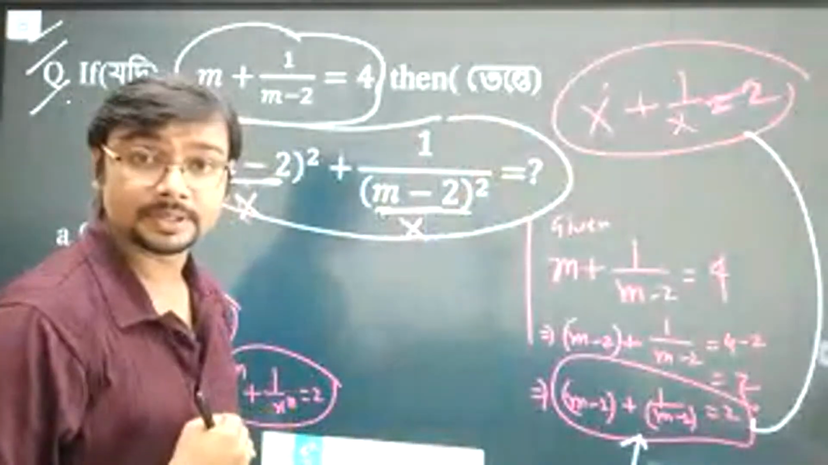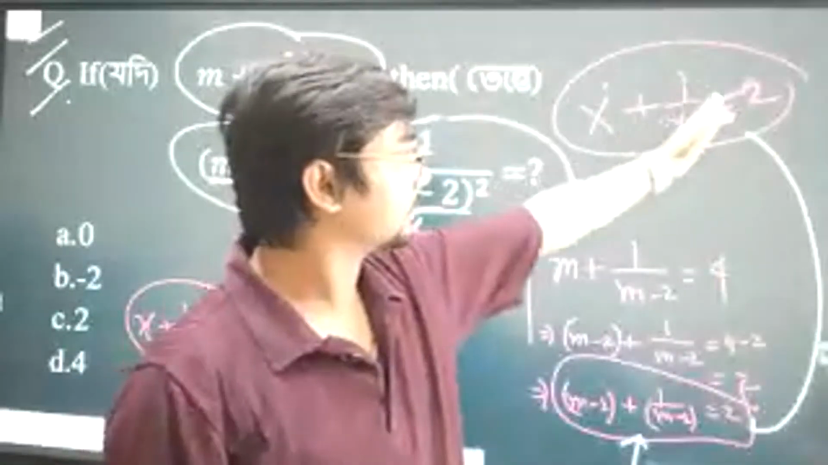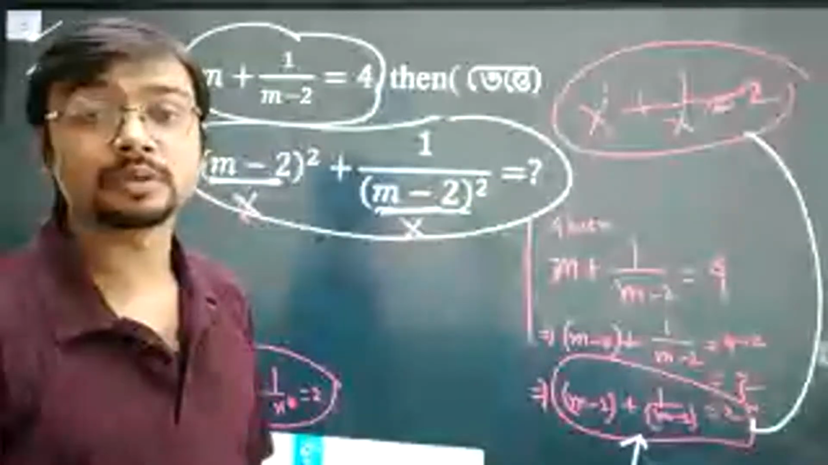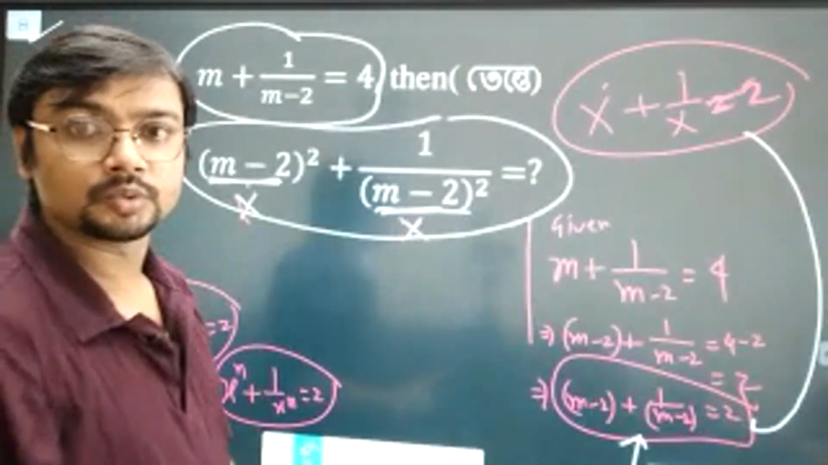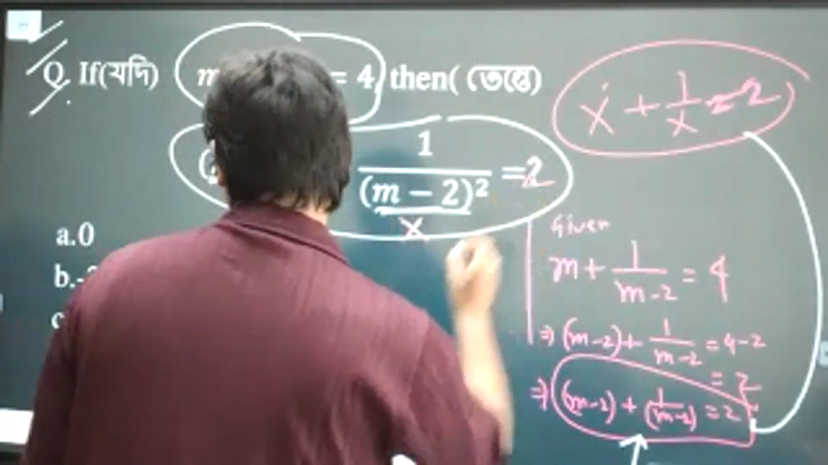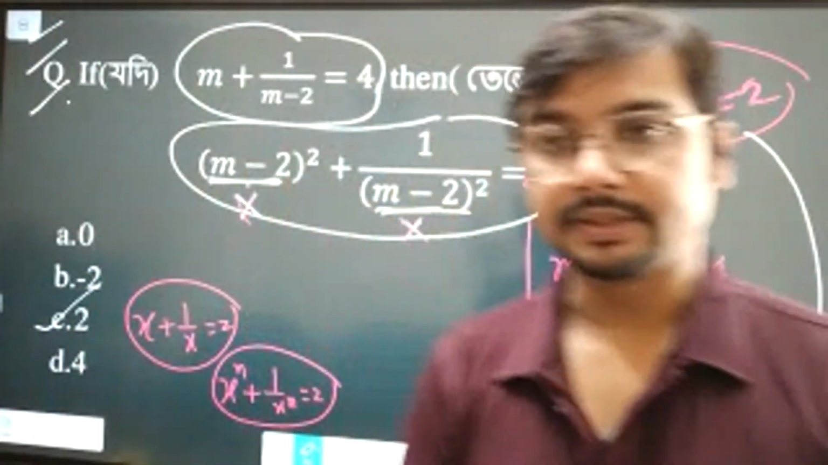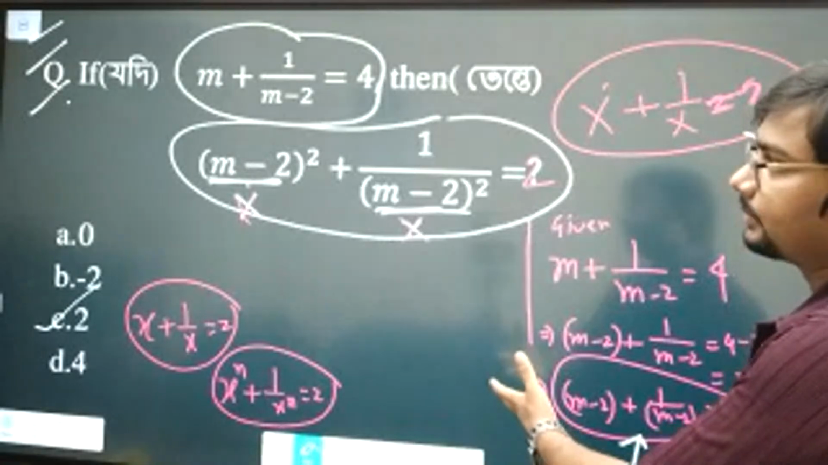So what will be this value, guys? If x plus 1 upon x is 2, then obviously x squared plus 1 upon x squared will also be 2, or not? So this value will be 2, so option C will be correct. You see how easy it is. I think all of you can solve this type of question.